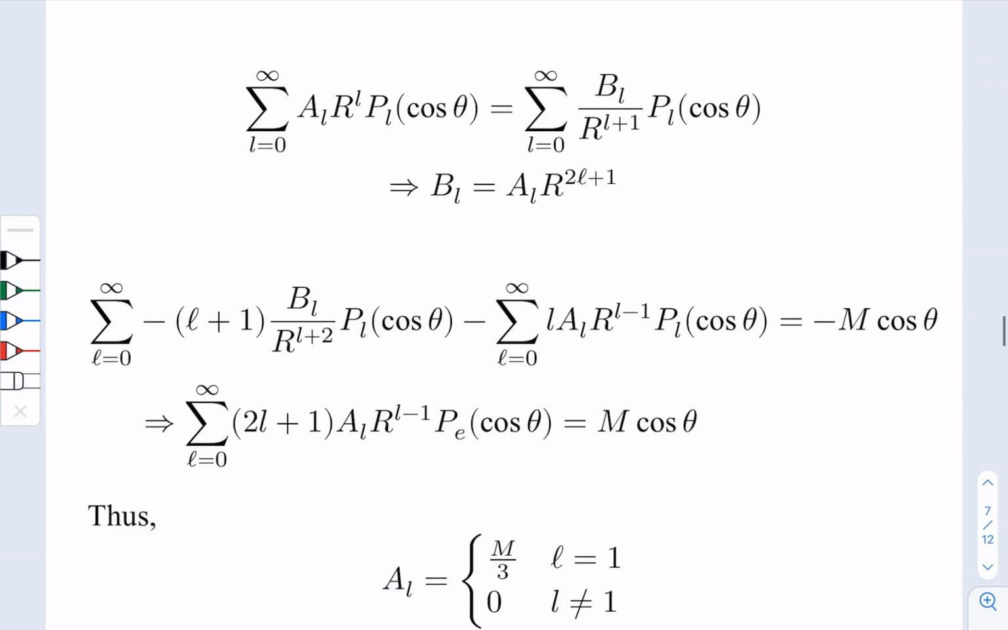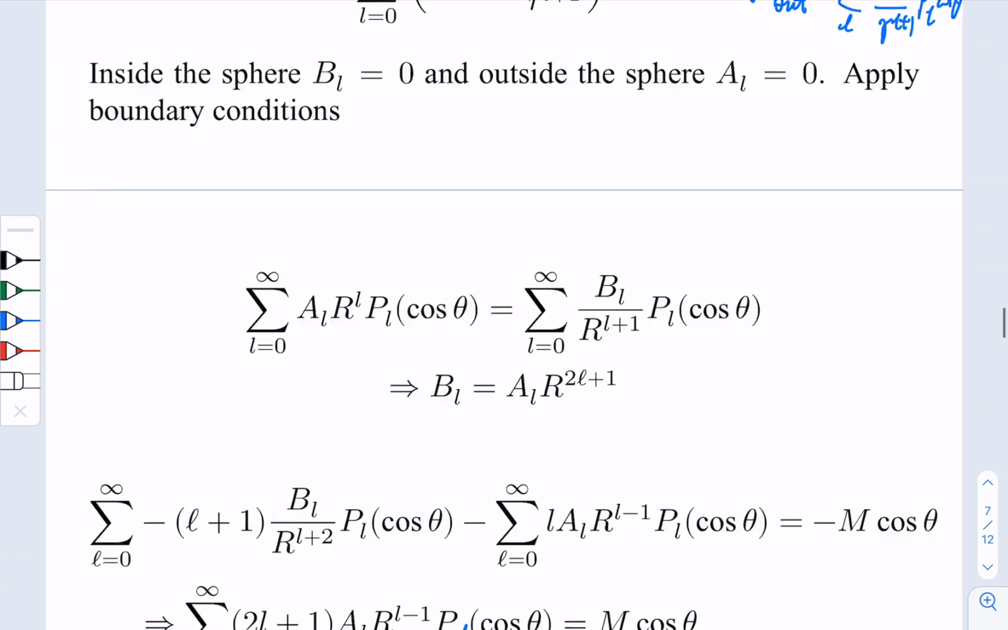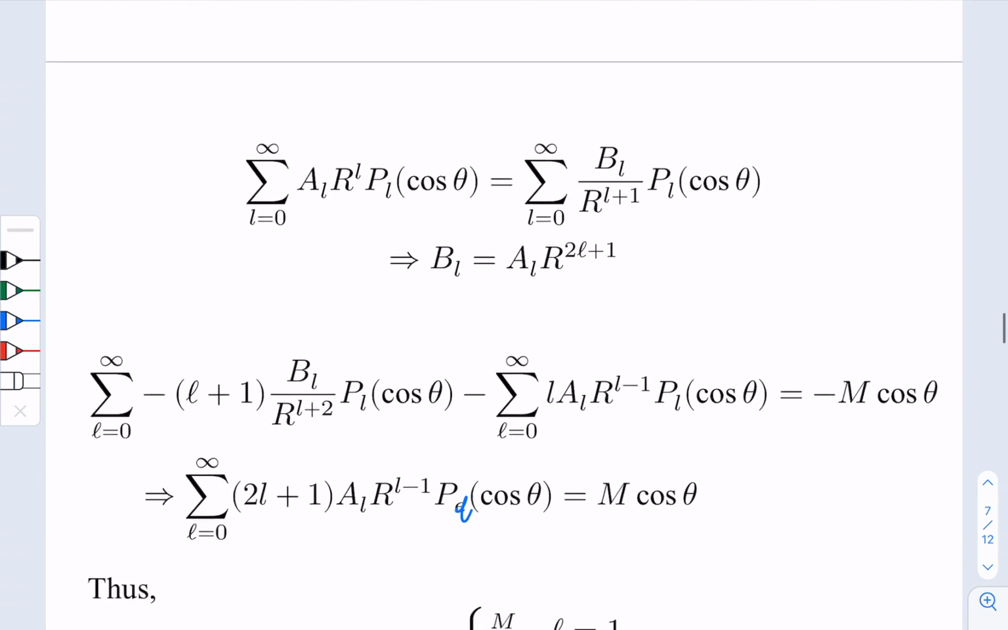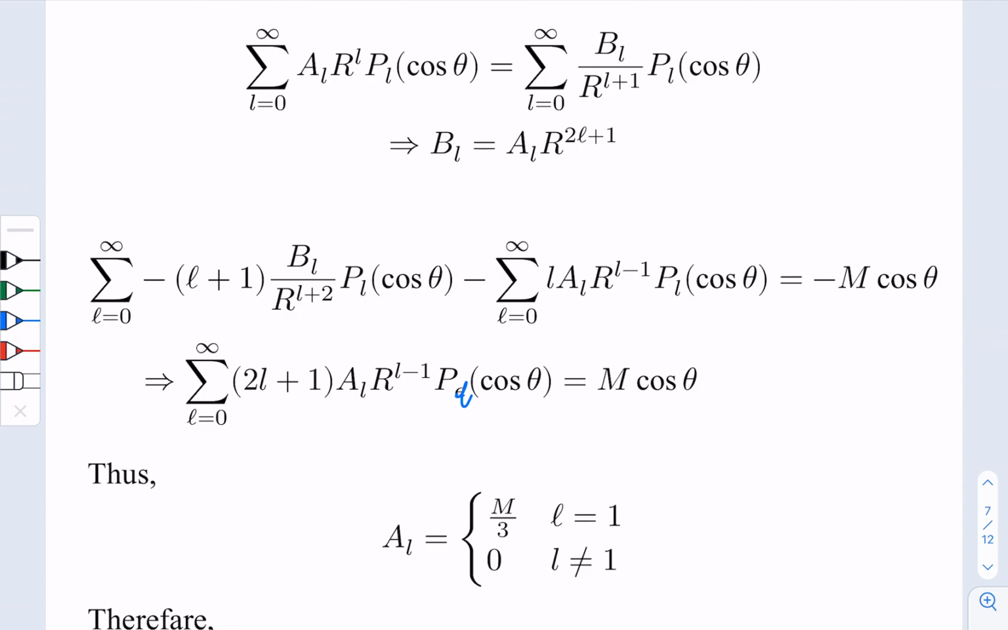And now for L equals 1, this term is non-zero. And for everything else, that is L not equal to 1, by simply looking at the boundary condition where there is only a cosine theta term contributing, then we know that for every L not equal to 1, the coefficient must be exactly 0. So in the end, what we solve is that the coefficient must be m over 3 for L equal to 1.